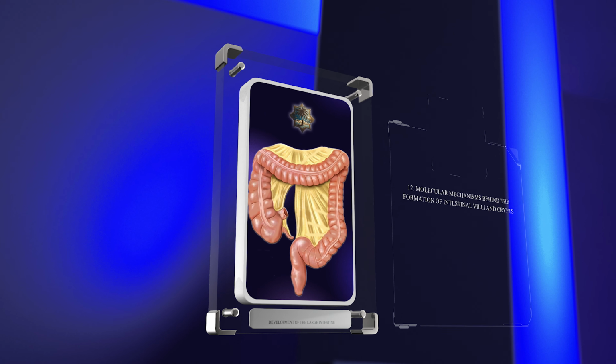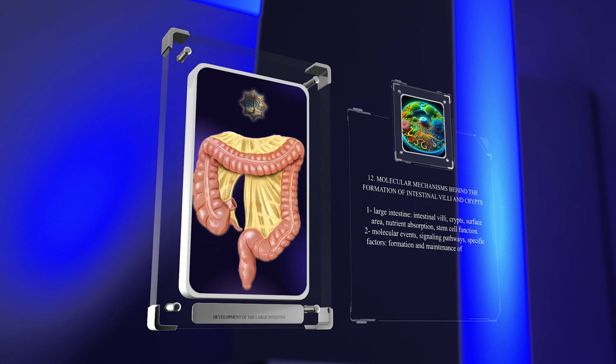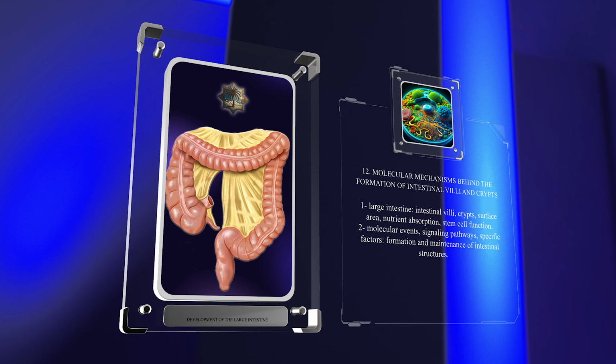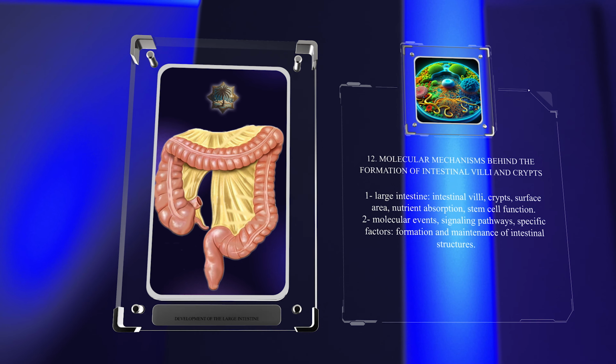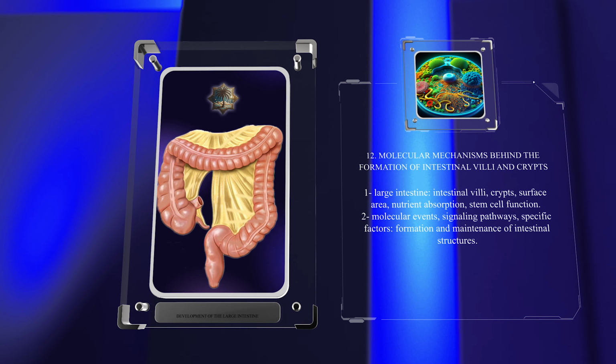The large intestine has structures called intestinal villi and crypts that increase surface area and support nutrient absorption and stem cell function. Molecular events mediated by signaling pathways and specific factors control the formation and maintenance of these structures.